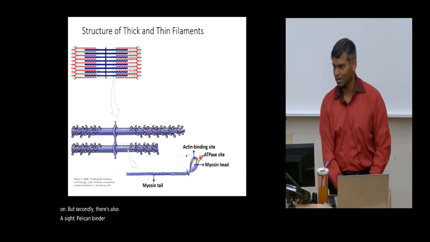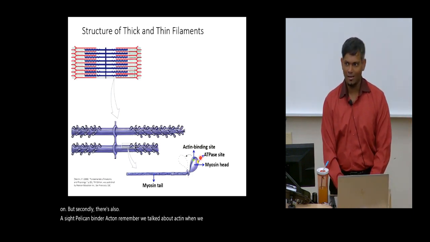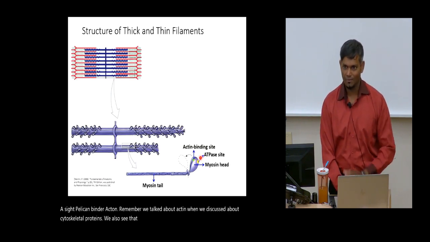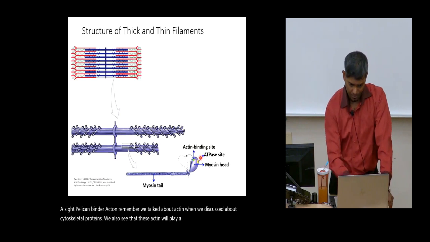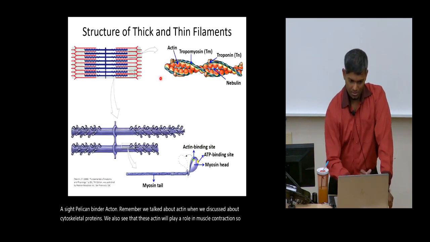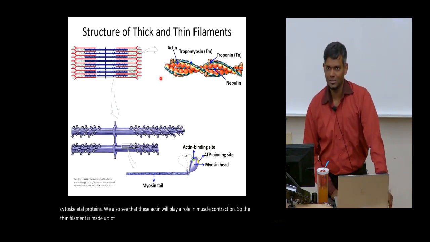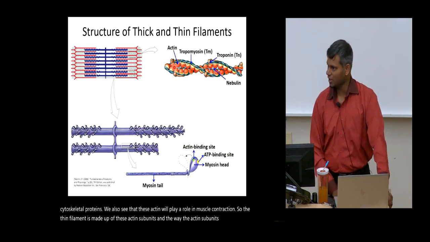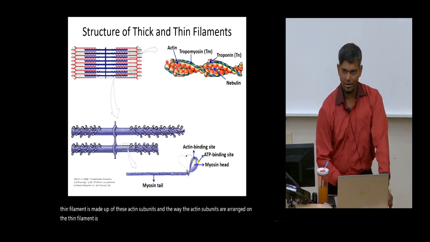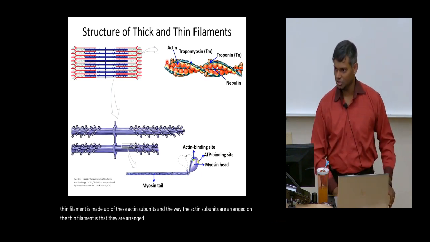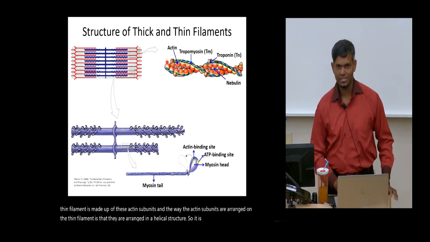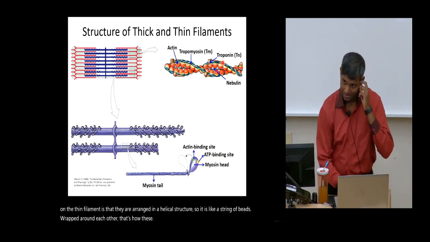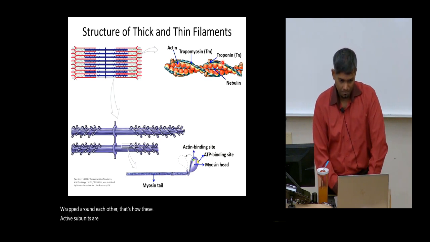You remember we talked about actin when we discussed cytoskeletal proteins. We also see that actin will play a role in muscle contraction. So the thin filament is made up of these actin subunits, right? And the way the actin subunits are arranged on the thin filament is in a helical structure. So it's like a string of beads wrapped around each other. That's how these actin subunits are arranged in the thin filament.